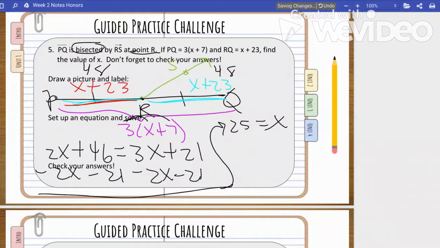And then what's 25 plus 7 times 3? 32 times 3 is 96. And what's 48 plus 48? 96. So we checked our answer.